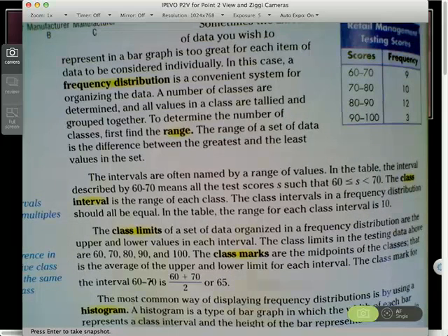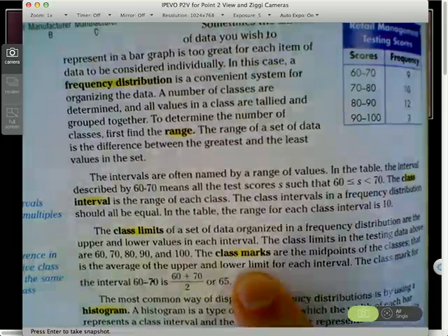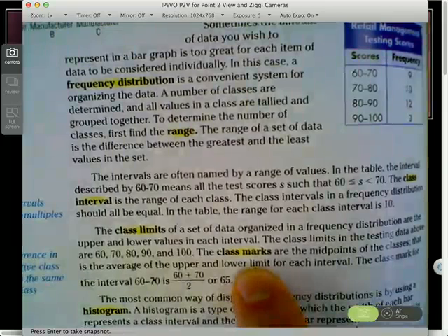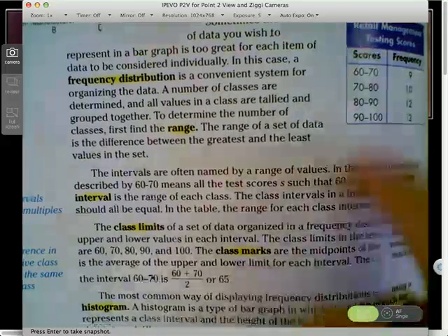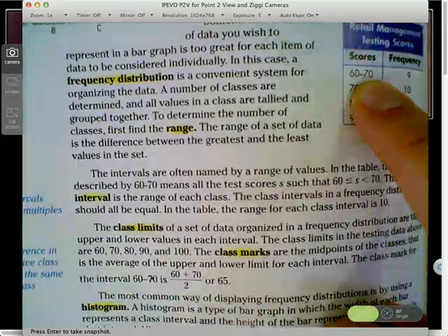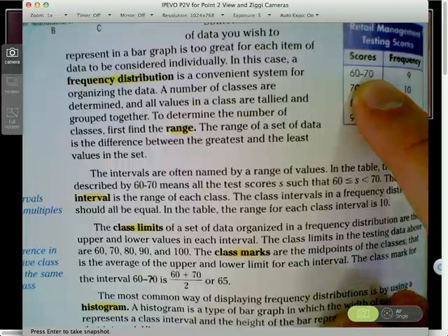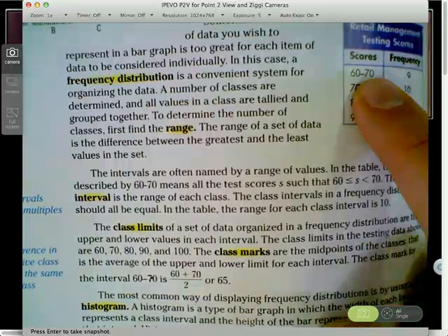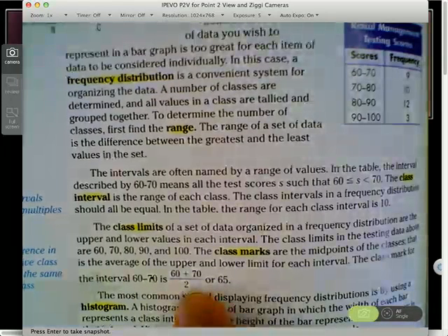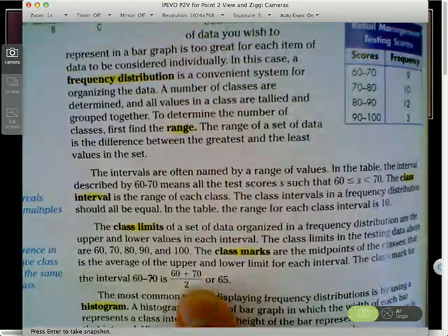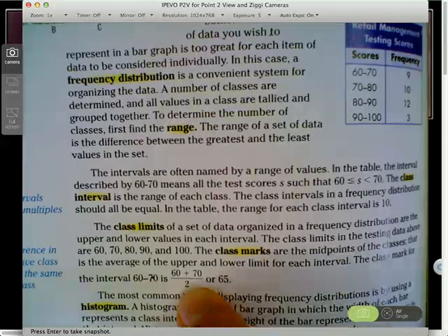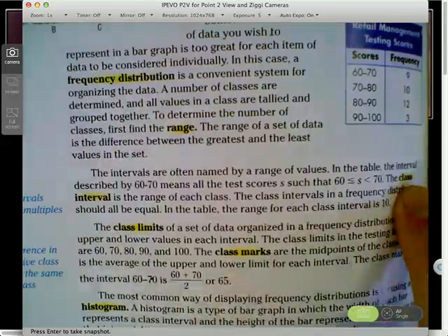And then the class marks. Now that I know what the class limits are, the class marks are just the midpoint of those limits. So what would the class mark of the 60 to 70 range be? 65 is just the midpoint. I can find that by adding my limits together and dividing by 2. I just want to point out we've just had 3 vocab words.